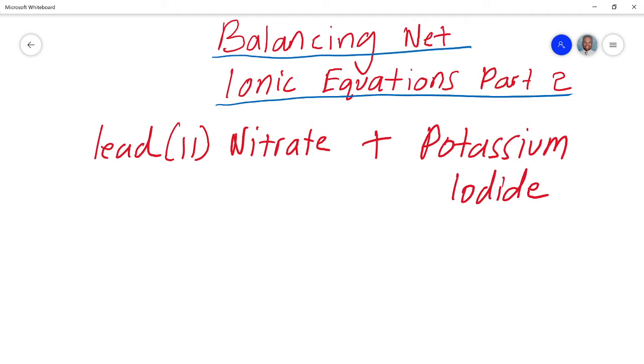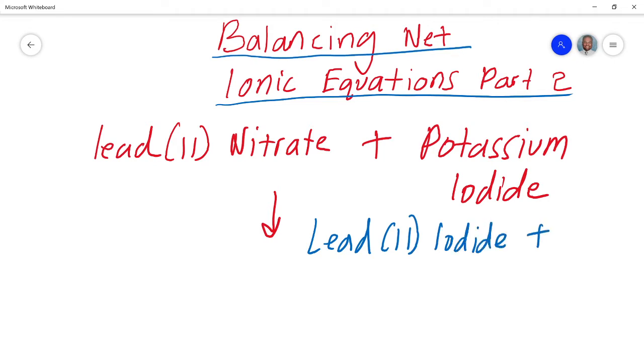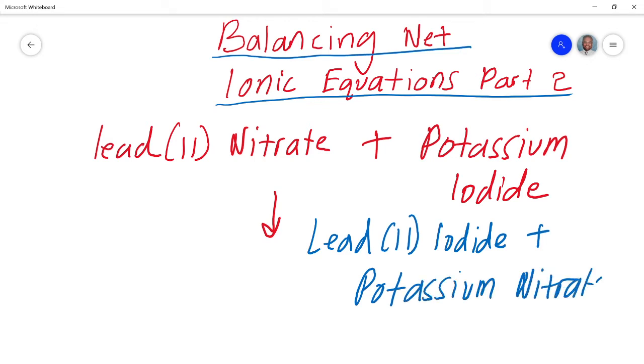Obviously this is the word equation, and we know very well that when they react, they form two products, which are lead(II) iodide and potassium nitrate. Now, if all questions only required the word equation, I think most of us would get full marks. However, in chemistry, we need to write down the chemical equations, in other words use the chemical formulas. We need to balance it and also write it down as the net ionic equation. So the word equation is: lead(II) nitrate reacts with potassium iodide to produce lead(II) iodide and potassium nitrate.